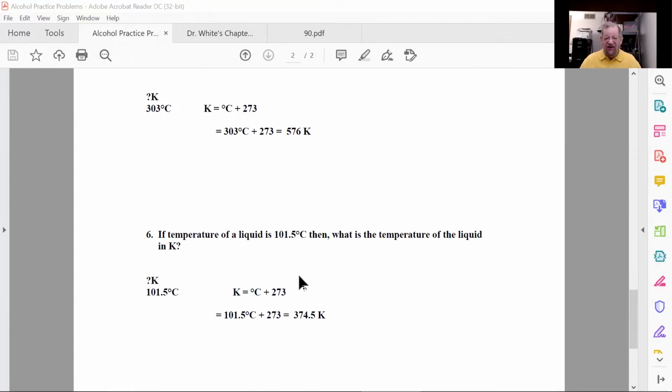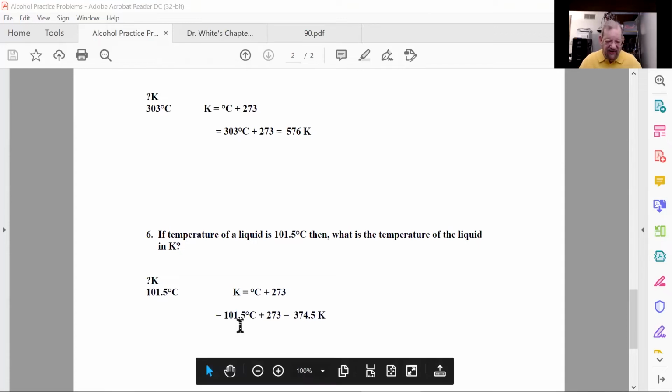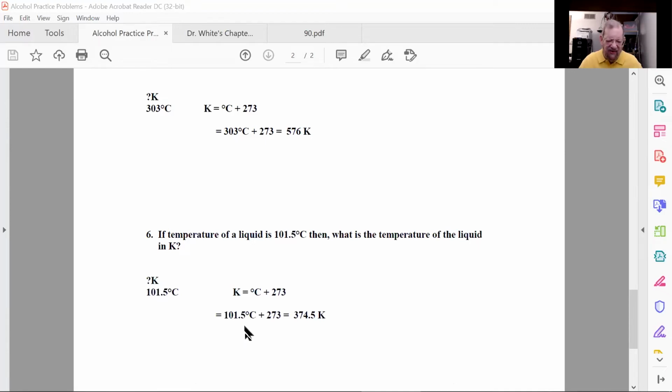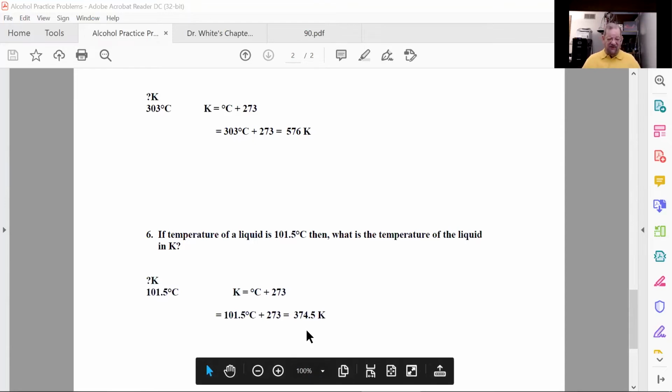Now, on six, it's a trick. If the temperature of a liquid is 101.5 degrees C, then what's the temperature in Kelvin? I'm trying to find Kelvin. I'm given degrees C. Here's the formula. Add it. In addition, the number of significant figures past the decimal is the lowest one, and that is the same as the answer. Well, this is an exact number, therefore, this should be one past the decimal, and there it is. On the left, you never round off on addition.